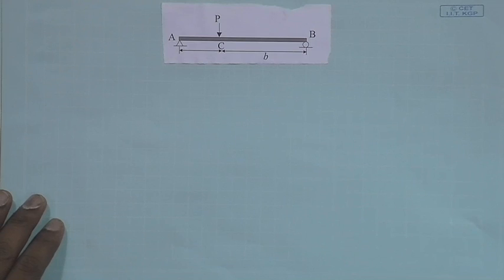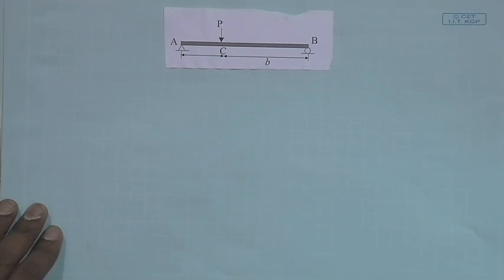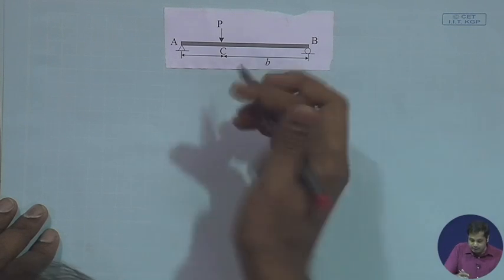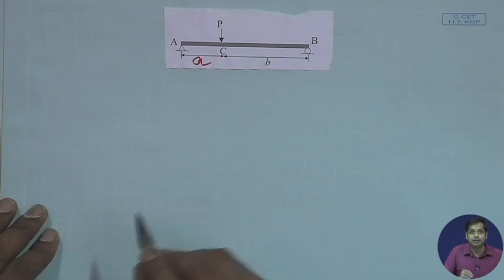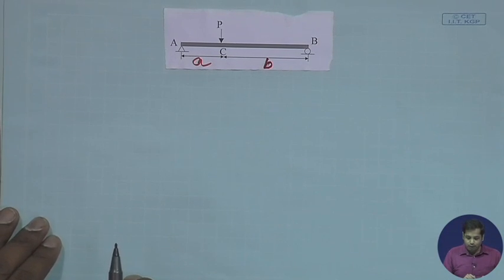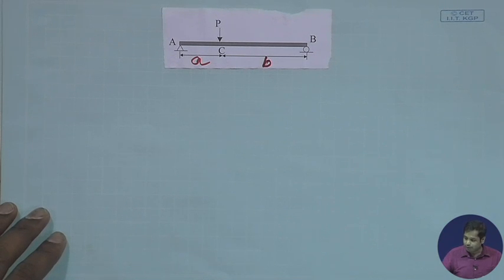This example, in the last class I briefly talked about it, but it will be better if we solve it here itself. The example is this, again a simply supported beam, with a concentrated load acting at a distance a from one end, and these are a and b. This distance is a and this distance is b. Okay, what we need to find out? We need to find out the expression for y.